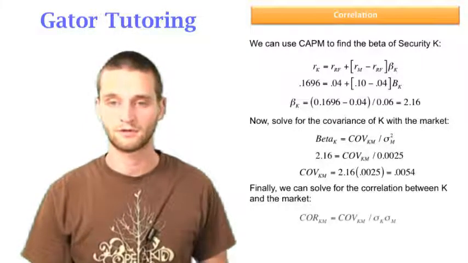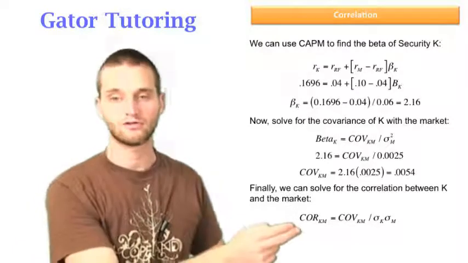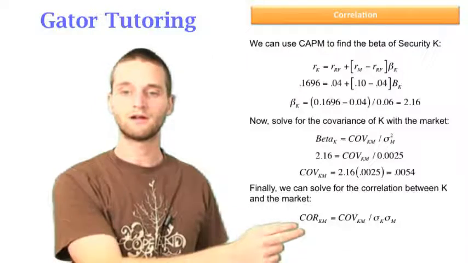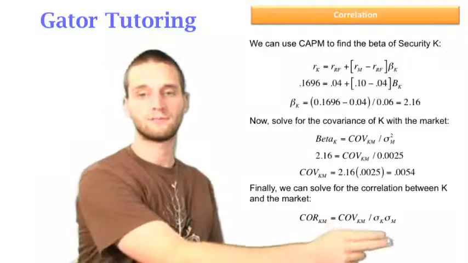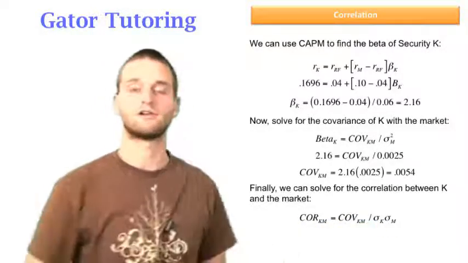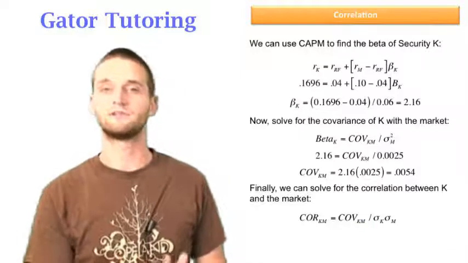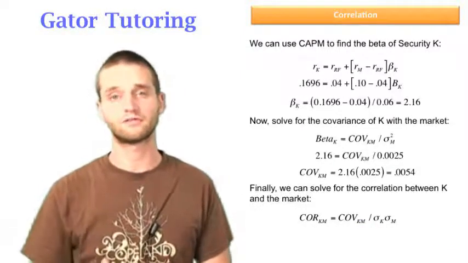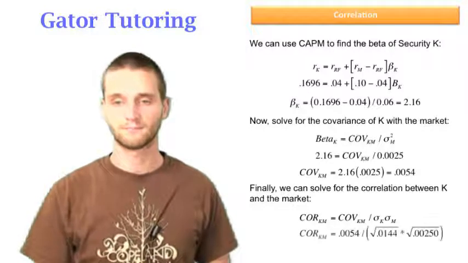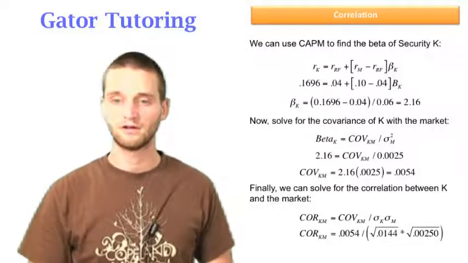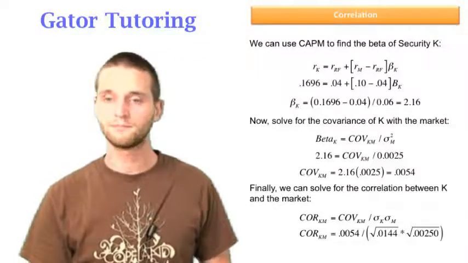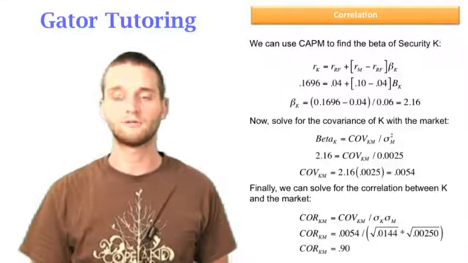So finally, we can solve for the correlation between K and the market, since we know the covariance. Again, this equation relates correlation and covariance. The correlation between K and the market is equal to the covariance divided by the product of their standard deviations. And again, the standard deviation, we just take the square root of the variance, and we know both of their variances from the table given. So we plug in all of those numbers, noting here that we are taking the square root of the numbers given in the table, and the correlation we find is 0.90.